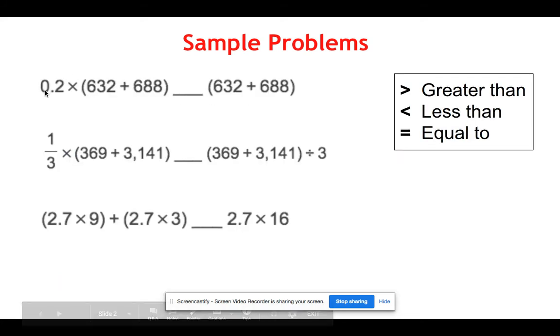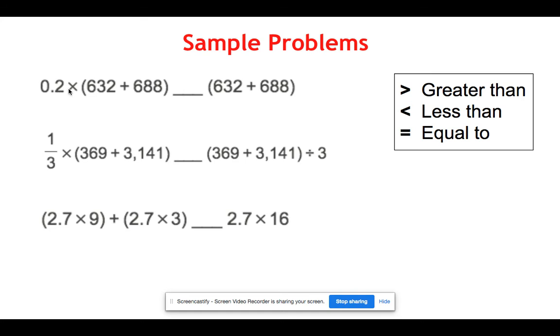So the first one I have 2/10 times 632 plus 688. The other expression I have is just the 632 plus the 688. Now, I saw multiplication, which in my mind, I assume this one must be larger because I'm multiplying. But this is a trick.